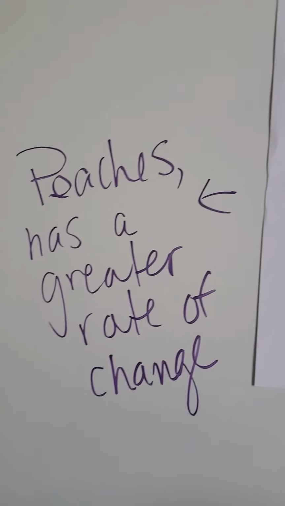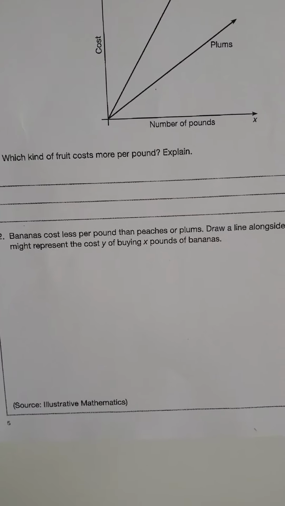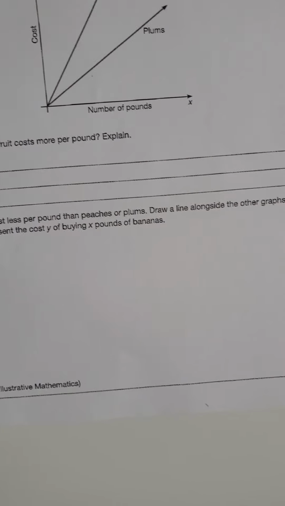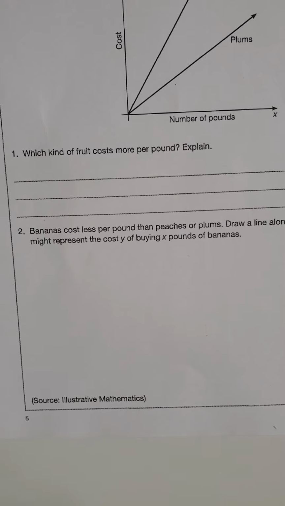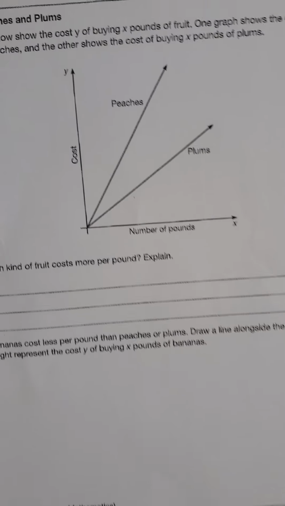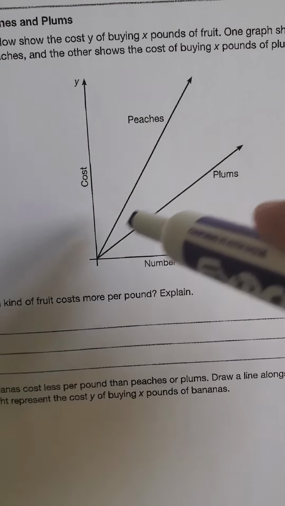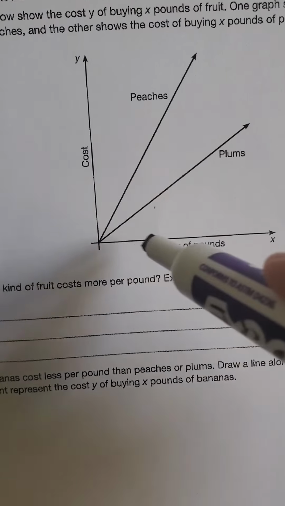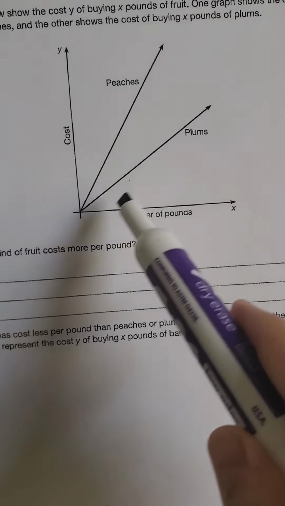All right, then your next question says, bananas cost less per pound than peaches or plums. Draw a line alongside the other graphs that might represent the cost Y of buying X pounds of bananas. All right, so where do you think you're going to draw that? Are you going to draw it up here? You're going to draw it in the middle? Or are you going to draw it down below? Hopefully you said down below, okay?